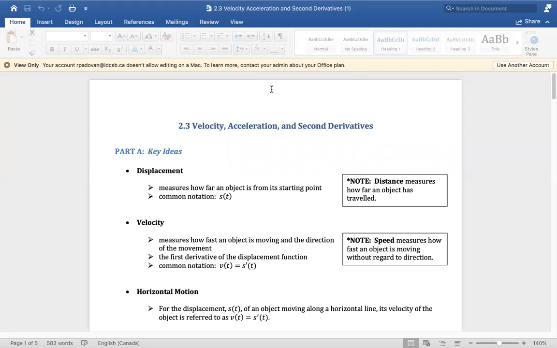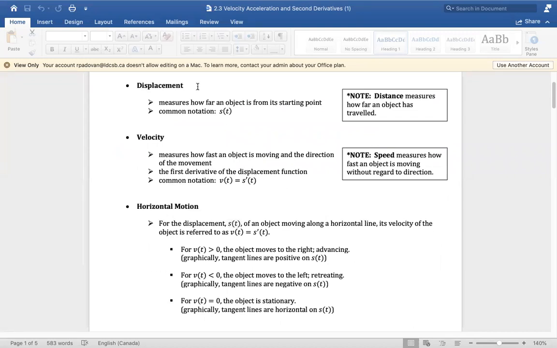So, okay, 2.3, which is probably the last section of chapter 2 that I will do. Let's talk about displacement, the definition, velocity, and then we'll talk about acceleration on the second page.